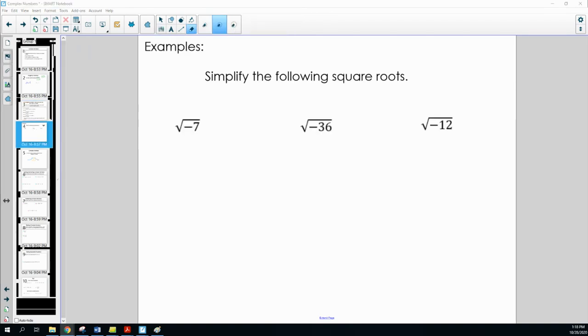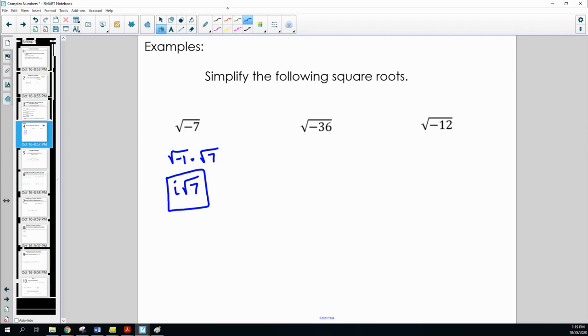So now we want to simplify the following square roots. First off, we want to have the square root of -7. Whenever we see a negative underneath our radical, we can think of this as being the square root of -1 times the square root of 7 in this case. Whenever we have the negative, that's the square root of -1, which represents our imaginary number, which is i. So we pull out the i and bring it outside, and then here we have the square root of 7 left over.